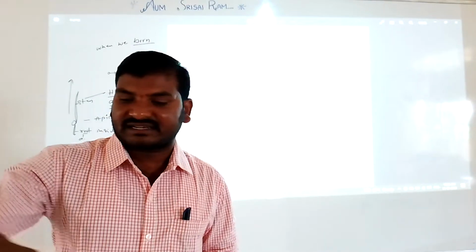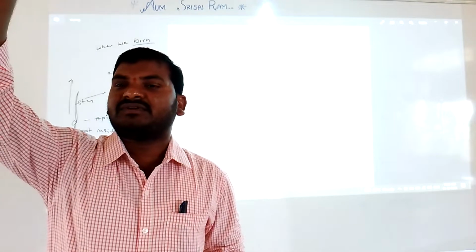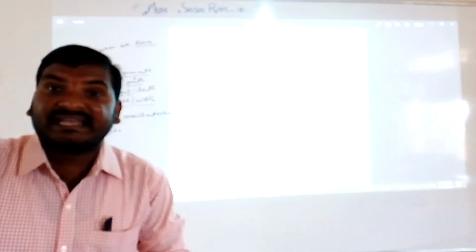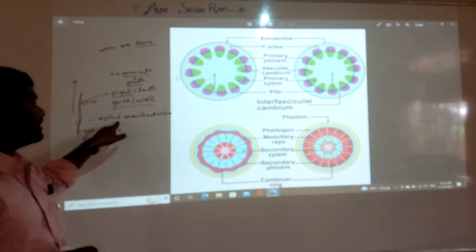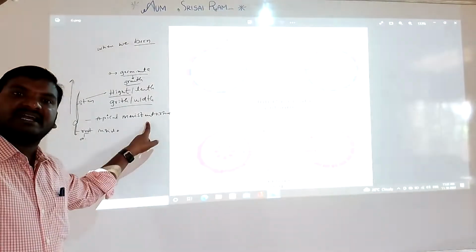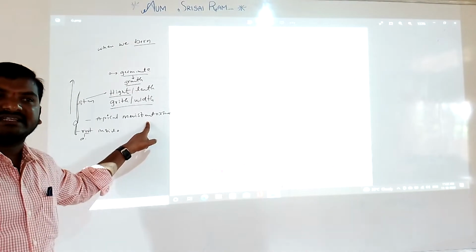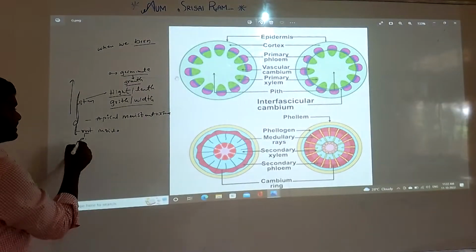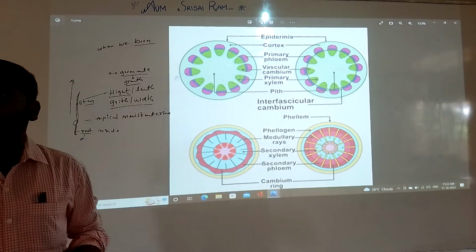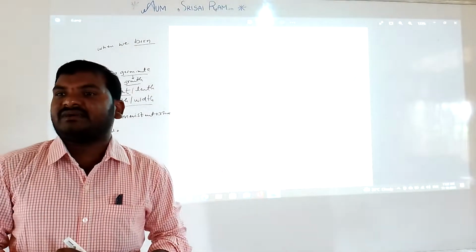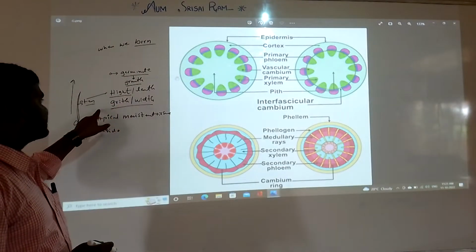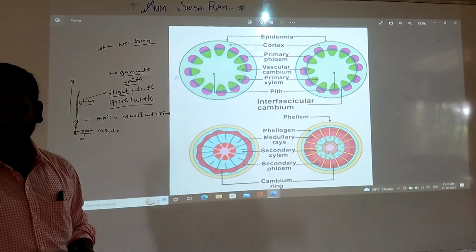In the first year it is this much height, in the second year it grows this much, and next year it grows more height. That height is possible by which type of tissue? Apical meristematic tissue. Height growth occurs outside the soil and inside the soil. Inside the soil it is carried out by the root, and outside the soil by the stem. So finally, the statement you need to know is that the length of the plant is taken by the apical meristematic tissue.